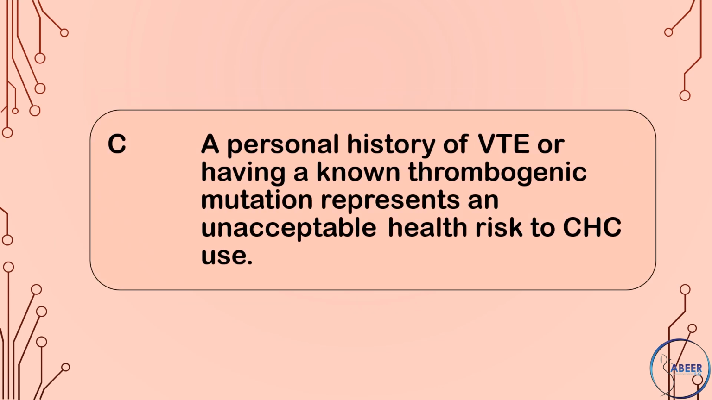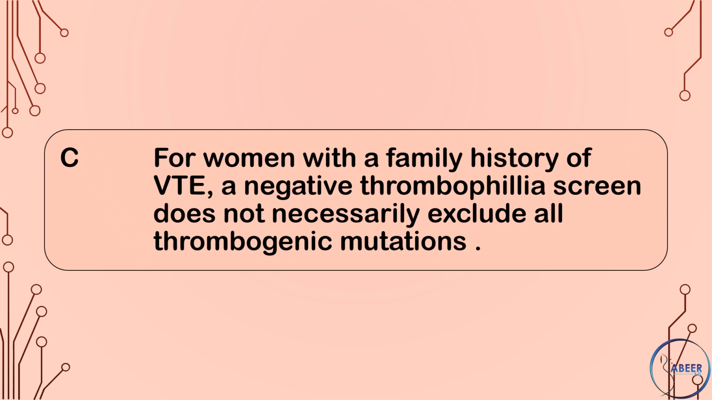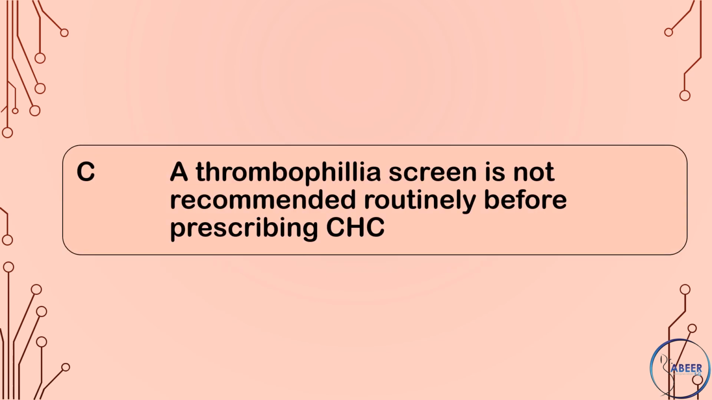A personal history of venous thromboembolism or having a known thrombogenic mutation represents an unacceptable health risk to combined hormonal contraceptive use. For women with a family history of venous thromboembolism, a negative thrombophilia screen does not necessarily exclude all thrombogenic mutations. A thrombophilia screen is not recommended routinely before prescribing combined hormonal contraceptives.